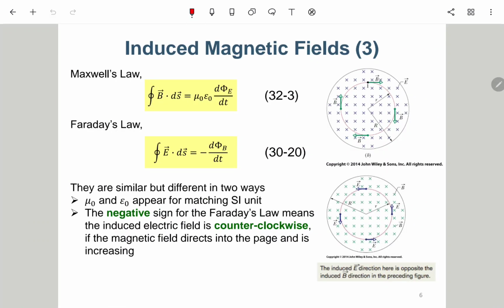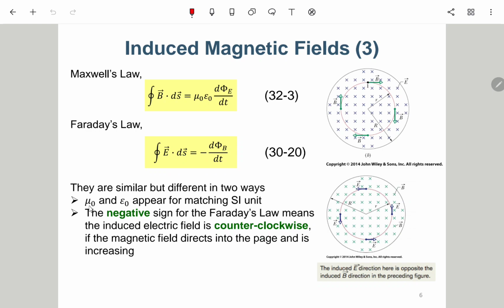So here it tries to compare this Maxwell's law with the Faraday's law. Actually, they are similar in that if we have a time varying E field, it will generate a B field. Here, if we have a time varying B field, it will generate an induced E field. But they differ in two ways.